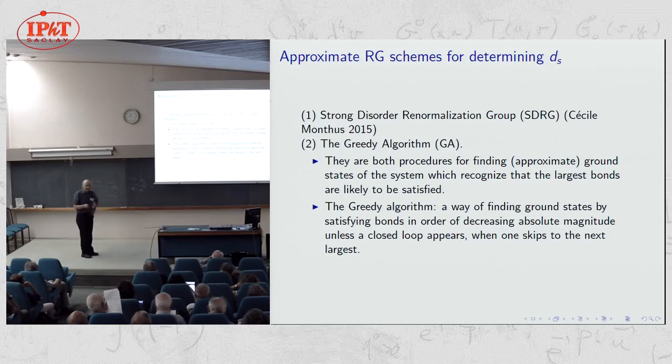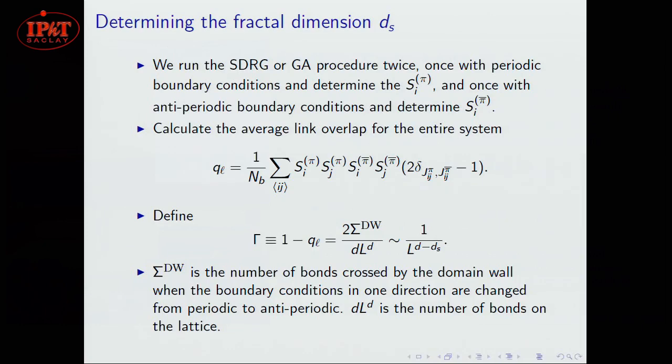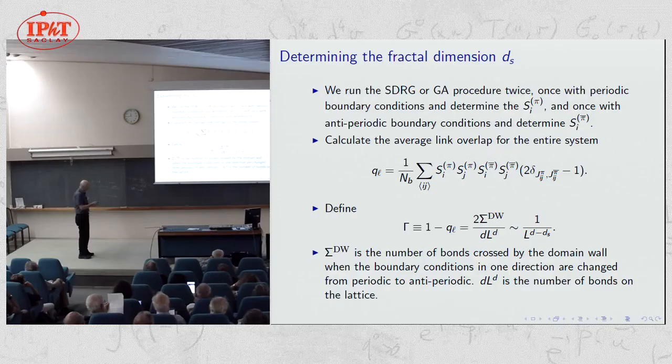They both recognize that when you have a distribution of bond sizes, the bonds which are likely to be satisfied are those which are the largest. And for example, in the greedy algorithm, you find a ground state by satisfying the bonds in order of decreasing absolute magnitude until a closed loop appears. And if one gets one of those, one skips to the next largest bond. And you can find a ground state quite quickly under this approximation. The SDRG, the strong disorder RG, is quite similar in the way it works. And there are many variants of it, and I don't want to get involved in the details of these various complications.